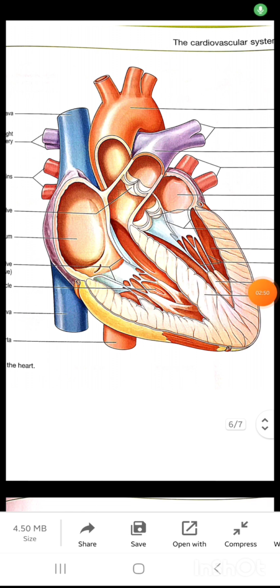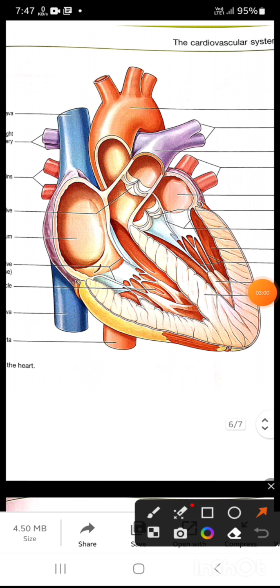Next, we read that the flow of the blood is one way, meaning the blood is coming from the inferior vena cava and superior vena cava into the right atrium, and it goes through the tricuspid valve into the ventricle. Next, we will see the next content.